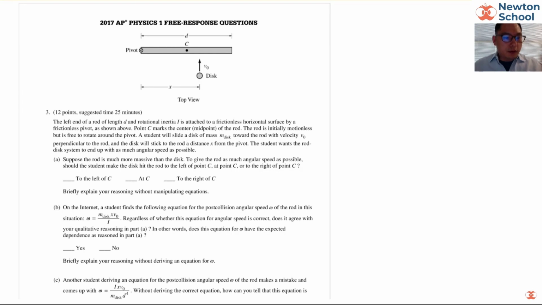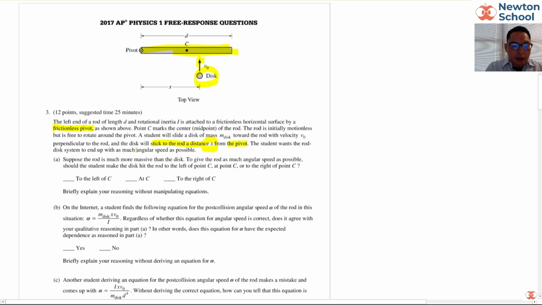All right, let's look at 2017 Physics 1, question number 3. Looks like this disk is going with V naught, so it has a certain momentum. You can say linear momentum or angular momentum. And there is a rod, frictionless, and they stick together at distance x from the pivot.